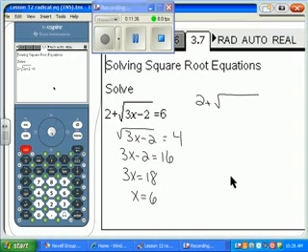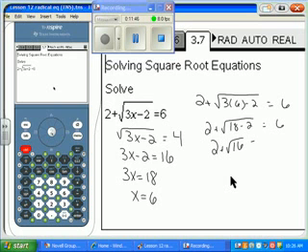Okay. 2 plus the square root of 3 times 6 minus 2 equals 6. 2 plus the square root of 18 minus 2 equals 6. 2 plus the square root of 16 equals 6. 2 plus 4 equals 6. 6 equals 6. Let's check. How am I going to write my solution?